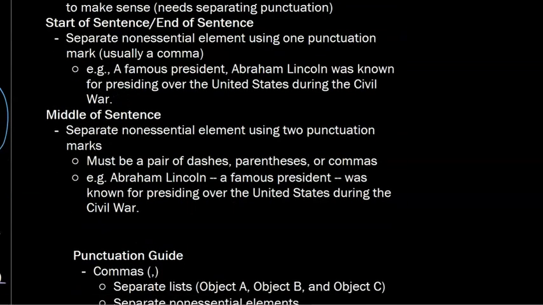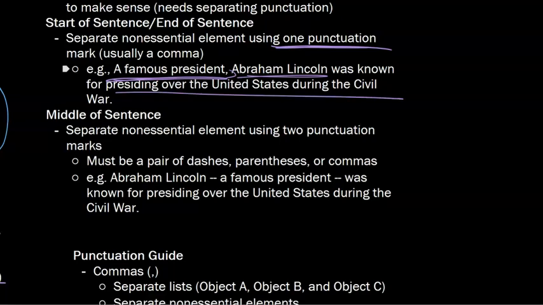Now, if you have a non-essential element at the start or at the end of a sentence, you just separate it using one punctuation mark. For example: a famous president, comma, Abraham Lincoln, was known for presiding over the United States during the Civil War.